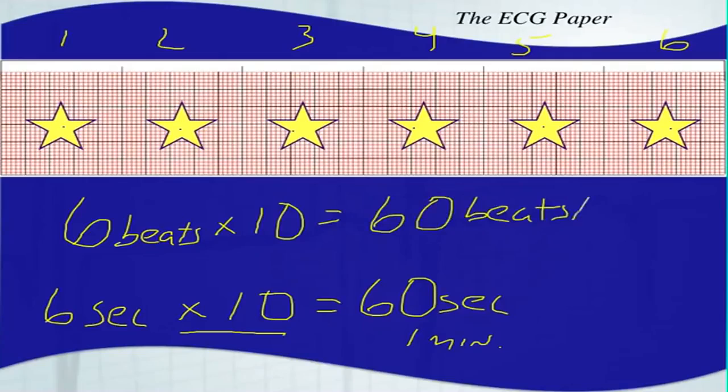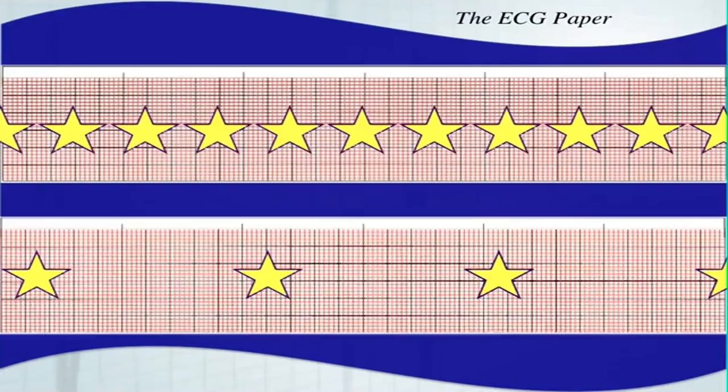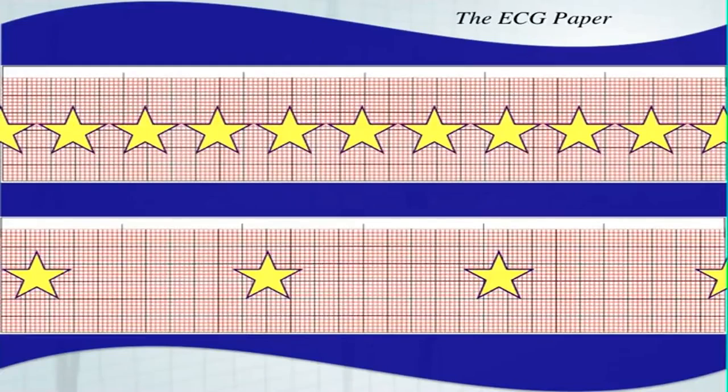And that's just a very simple way to quickly get a rough estimate of the heart rate. It's not exact, and I'm going to go over different methods to identify the heart rate as we go. So let's take a look at a faster one and a slower one. On this top one, how many stars do we have? Let's start with the whole stars. Let's not count the half star yet.